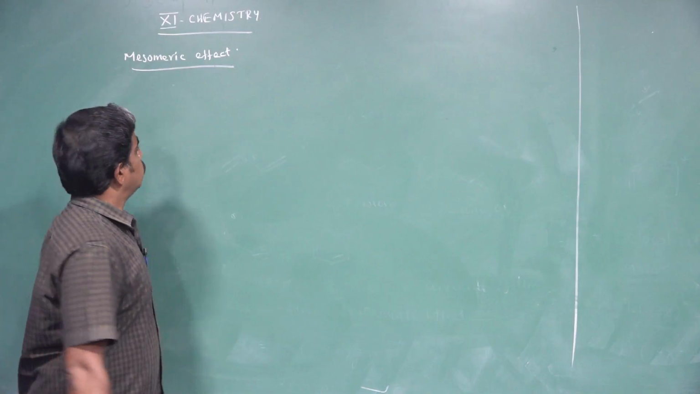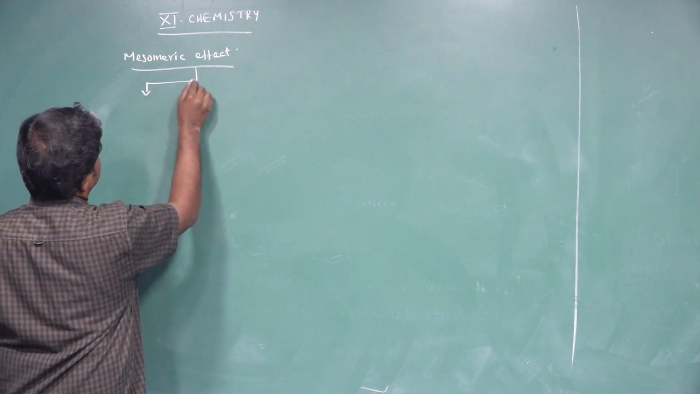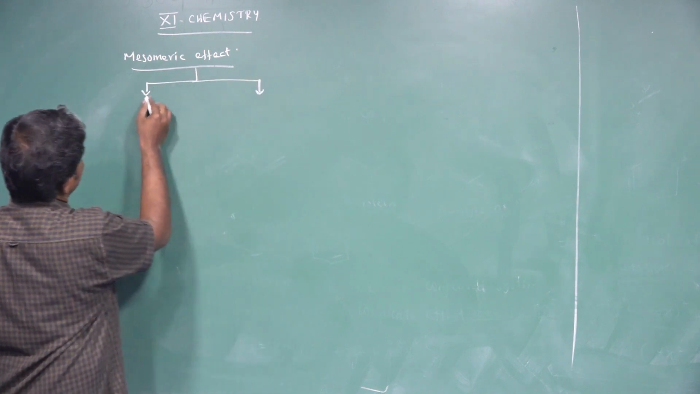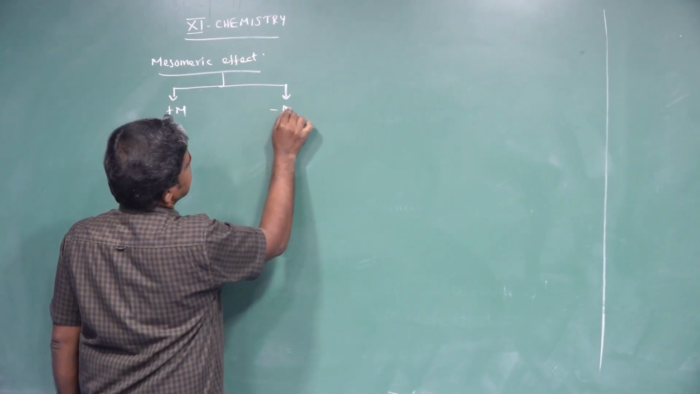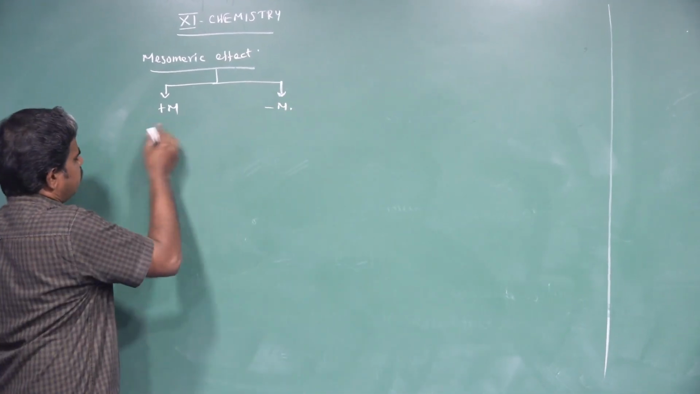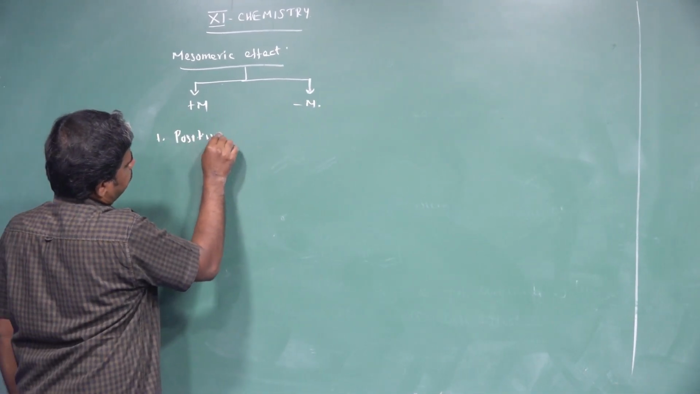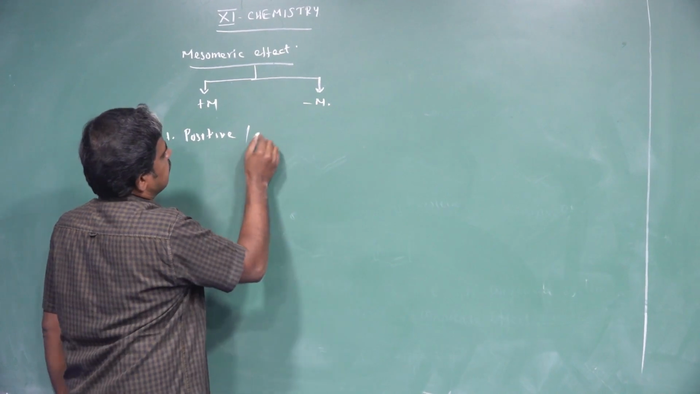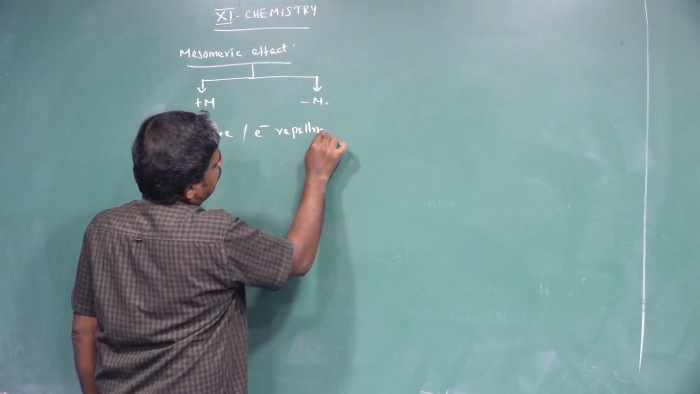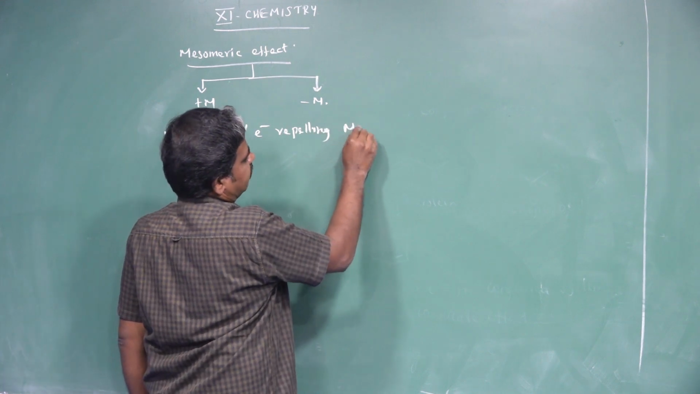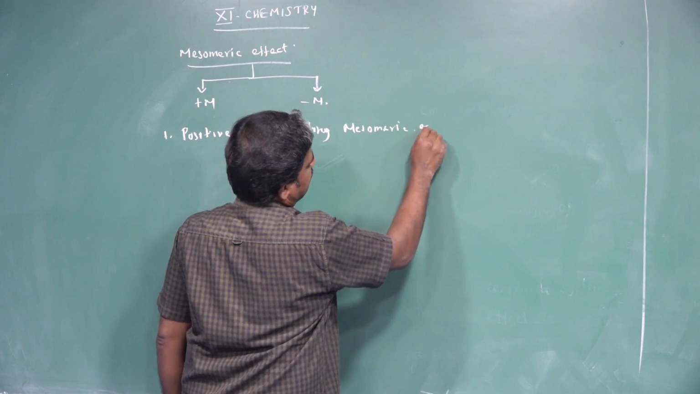Now the mesomeric effects are of two types: the positive mesomeric effect, that is the plus M effect, and the minus M effect. We take the first one, the positive or electron repelling mesomeric effect.